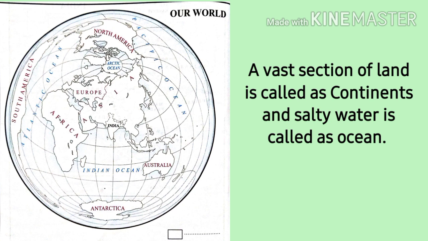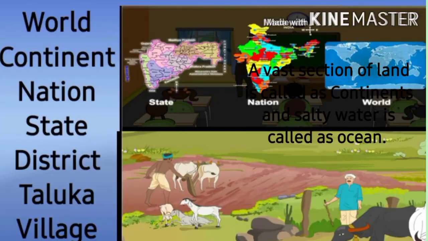You can see many maps in your textbook. Students, you have come across many different words like taluka, district, state, nation, world. Now let's learn more about this. We live on the earth and our earth is also called as the world. The surface of the earth is occupied by land as well as water. The land part is called as a continent and the water part is called as an ocean.